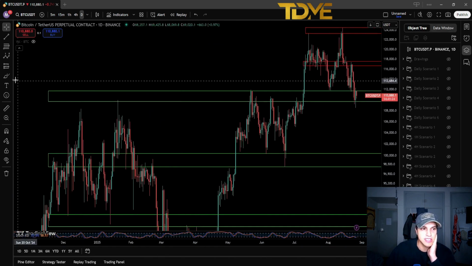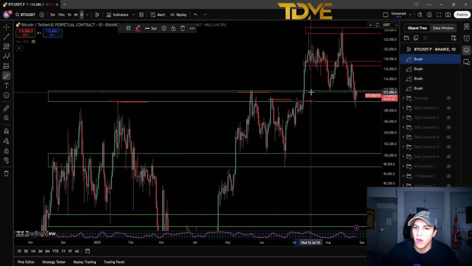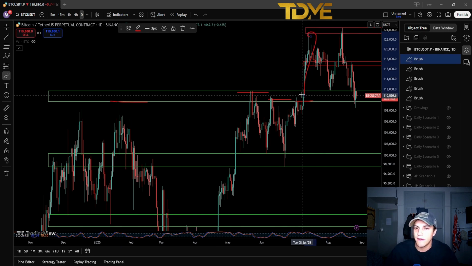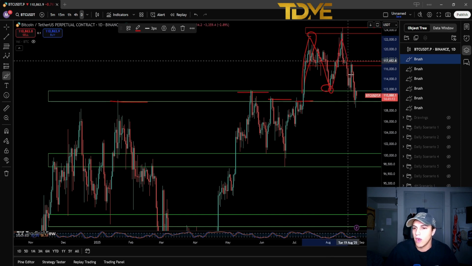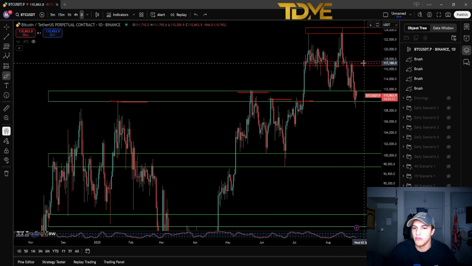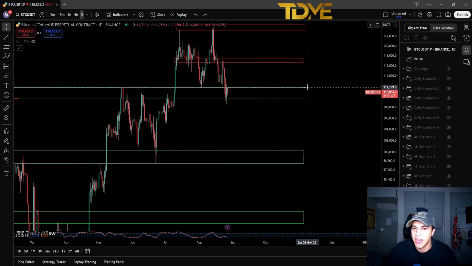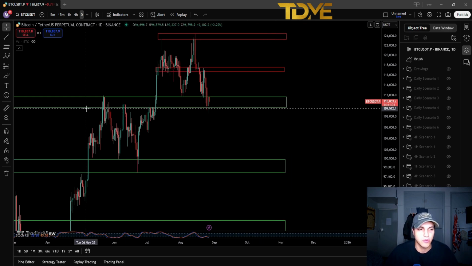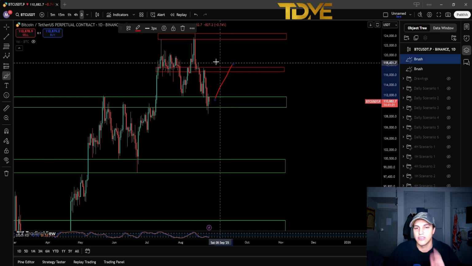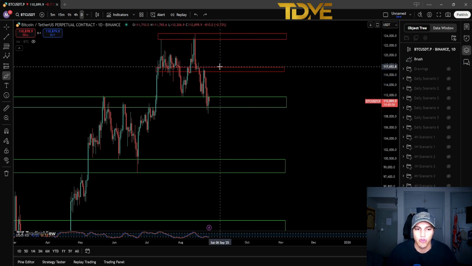You can see this area has acted as resistance for quite a while, turned into support over here, and now we are looking for another possible upwards movement from this support area here at around $111,000 to $109,000. That would then make the move up into this support box or this resistance box over here in red.